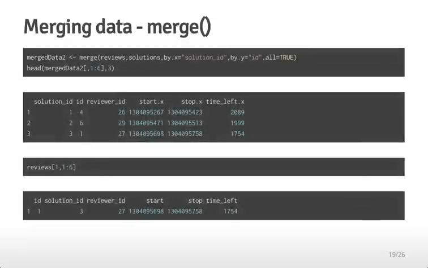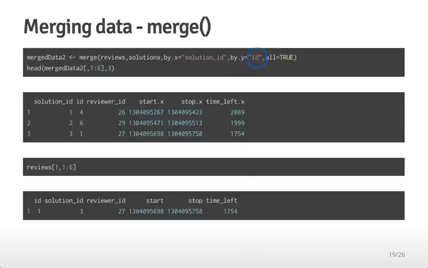So what we do here then is use the by.x and by.y commands. Basically we say, okay, we're going to pass the data frame reviews and the data frame solutions to the merge command. And what we would like to do is merge them on the basis of, in the reviews data set, the solution underscore ID variable, and in the solutions data set, the ID variable.